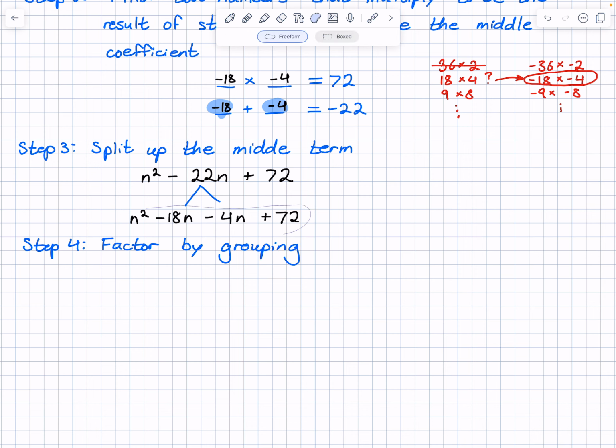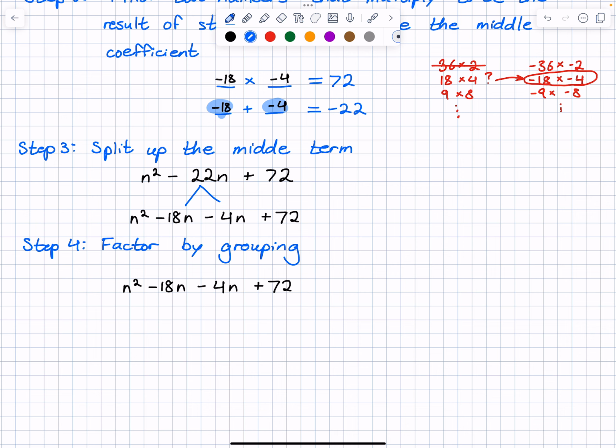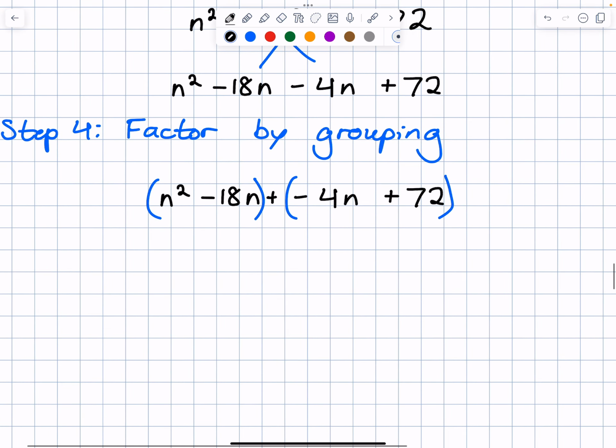So to factor by grouping, you probably already know how to do this, so this isn't going to take a whole lot of work. You can watch the previous video if you need to, but we're going to put parentheses around the first 2, and then we're going to stick a little plus so that we don't separate a number from its negative. We put parentheses around the next 2, and then we take out what each group has in common.